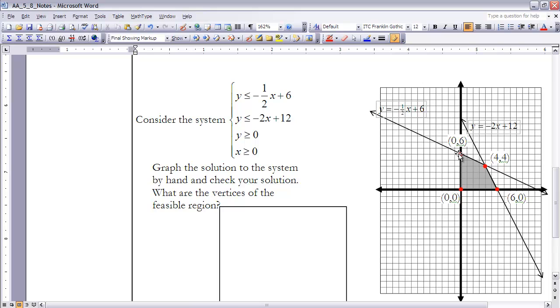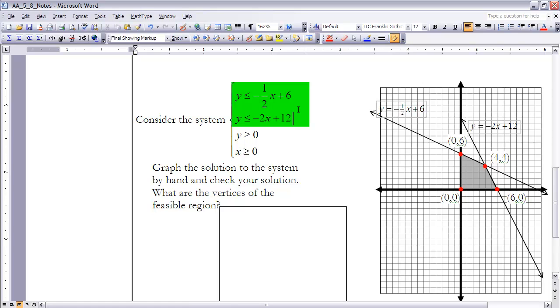Okay, so it's pretty easy to find that point right there. It's obviously easy to find the point 0, 0, the intersection of the x and y axis. And then finally this point over here, which is 6, 0, which is the x-intercept of y equals negative 2x plus 12. The last point is a little bit harder to find. And that last point, which in this case is 4, 4, is the intersection of these two lines here.